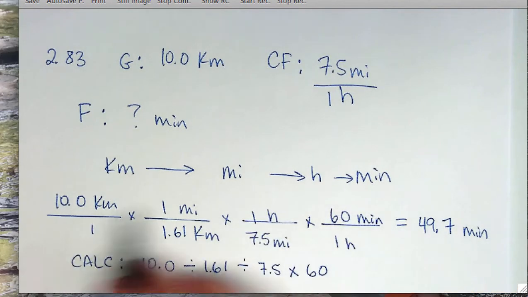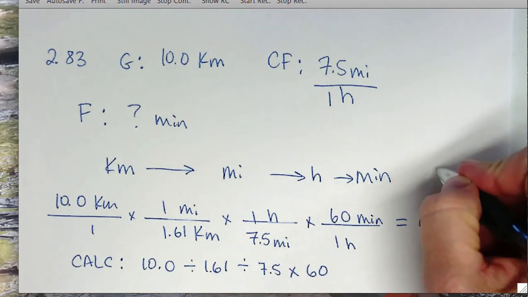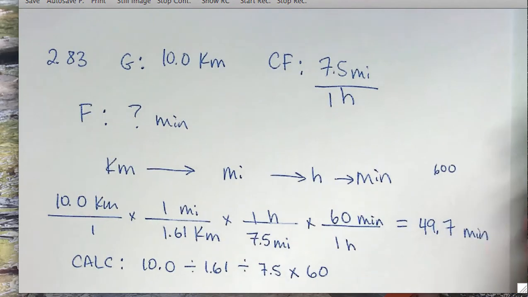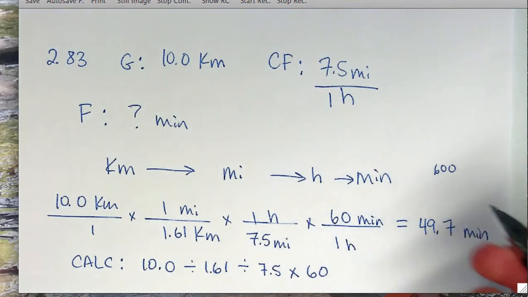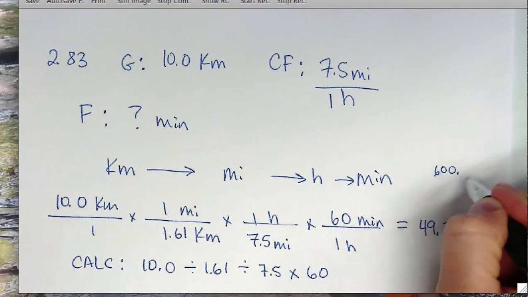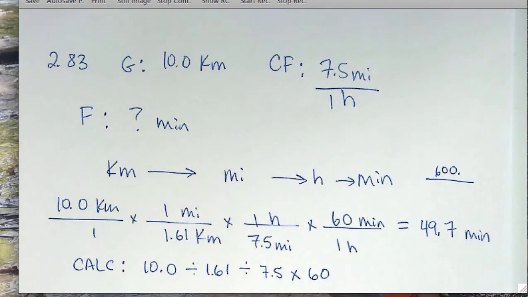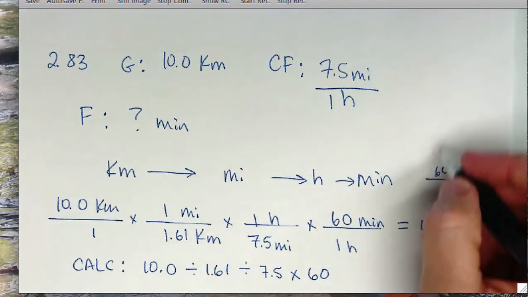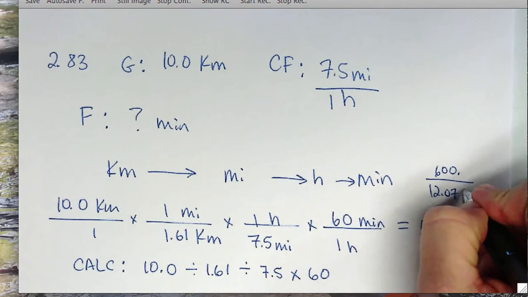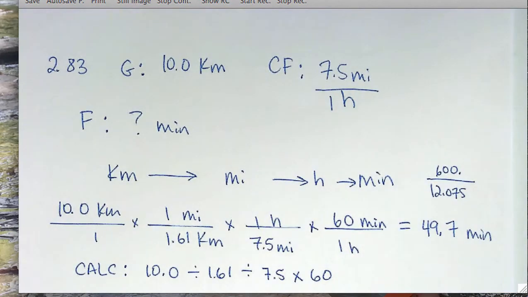So you can have 10 times 60, which gives you 600. Because I went all the way across and I got 600, and then I multiplied all the way across on the bottom and I got 12.075. Then I divided the two and rounded one up, so I got 49.7. Okay, so when you do this, you just need to make sure you carry everything through.